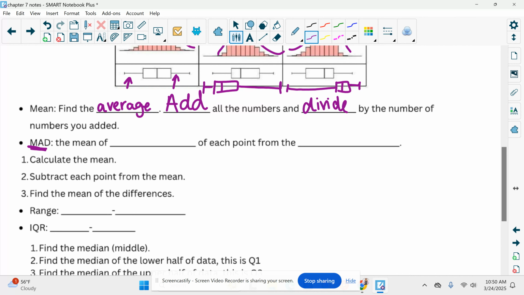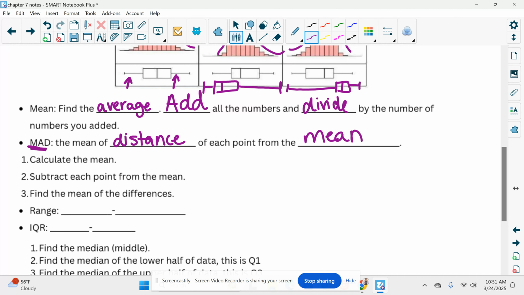MAD is the mean of distances, the mean of the distance of each point from the mean. And that sounds funny, but all you do is follow these 3 steps. Your first step is to find the mean. The second step is to subtract each point from the mean. And we're going to practice this so you can see what it's like. And then we're going to find the mean of those differences. Those are the 3 steps.